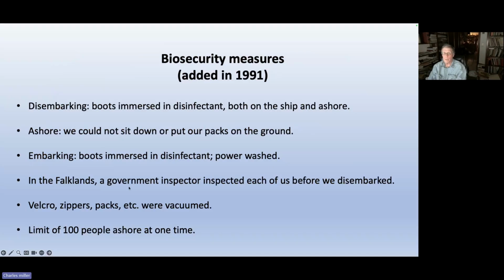In the Falklands, we had a government inspector inspect us. And when we were back on shore, Velcro, zippers, and packs were vacuumed. And this was the limit of people at any one time, and I think this was fantastic. To me, it's like going to our national parks. You should be allowed to visit, but you need to have great conservation.